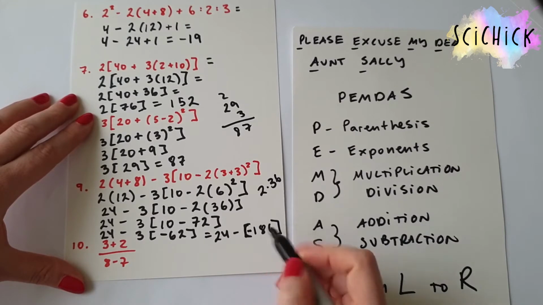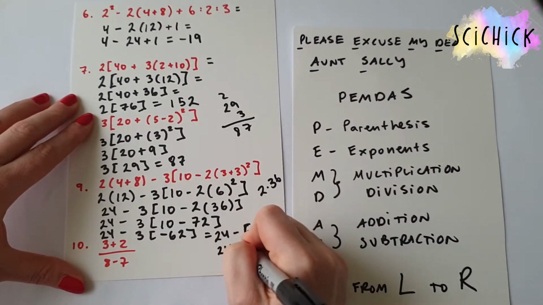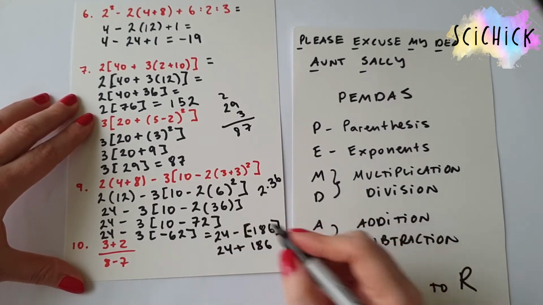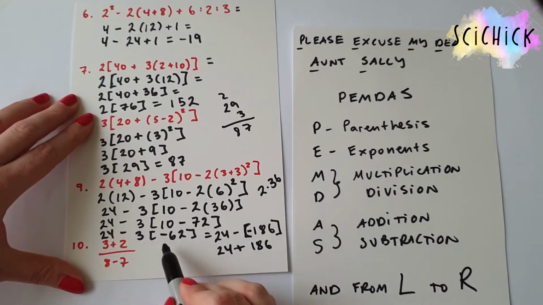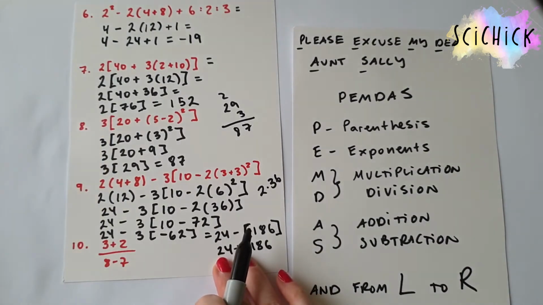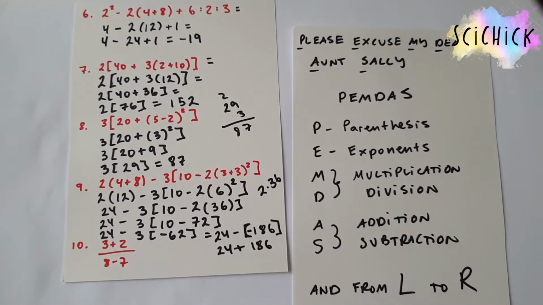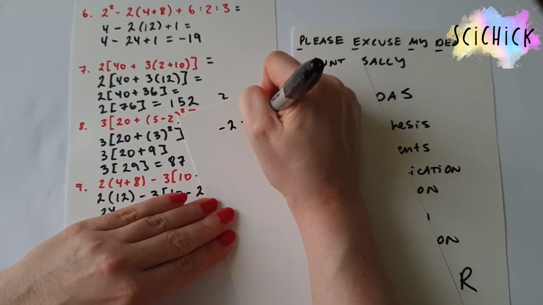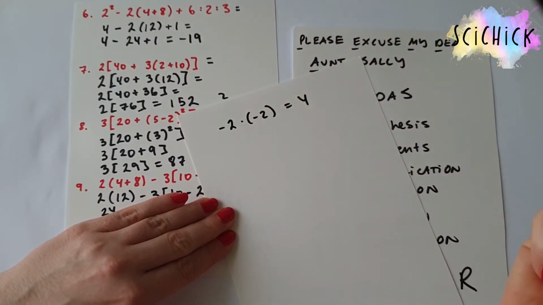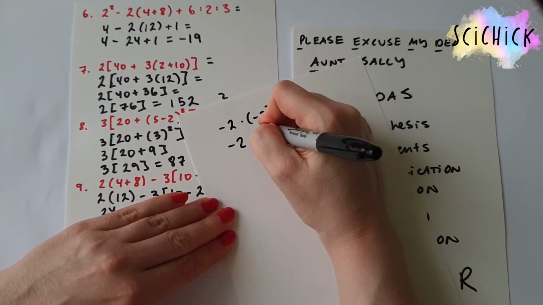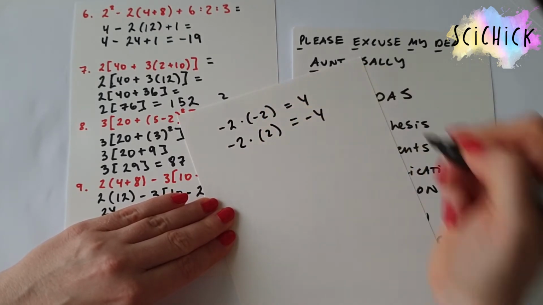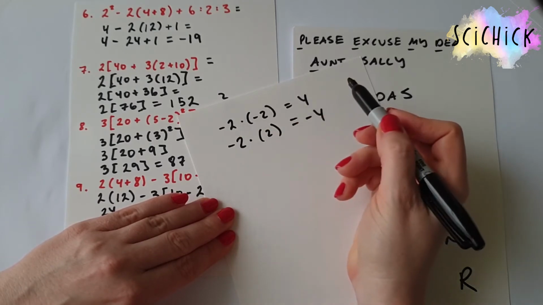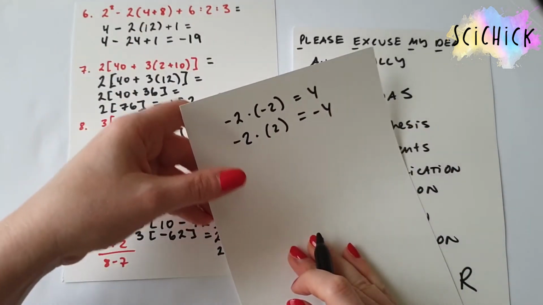And I keep the minus because we have to do 24 plus 186. Minus minus is a plus. Minus times minus is a plus. So minus 3 times 62 is a plus. I'm going to show it to you. Right? So if I had minus 2 times minus 2, that would be 4. If I have minus 2 times 2, that's a minus 4. So if there's a minus and a minus, there's always going to be a plus 4 if you multiply them together. You have to know this and have to remember it.